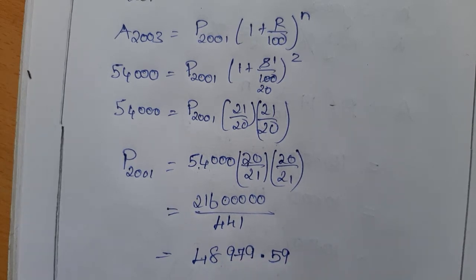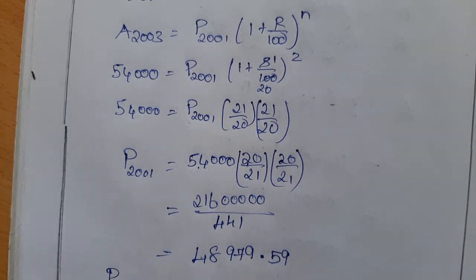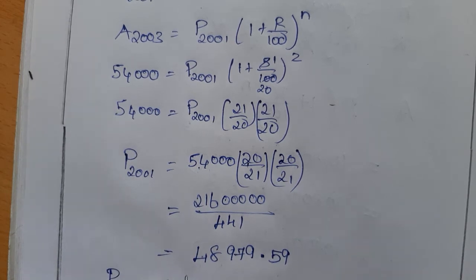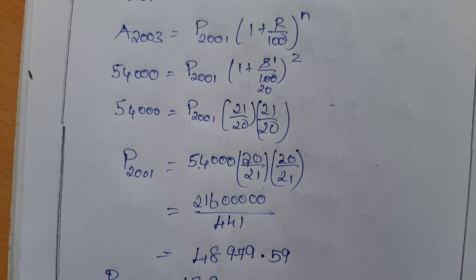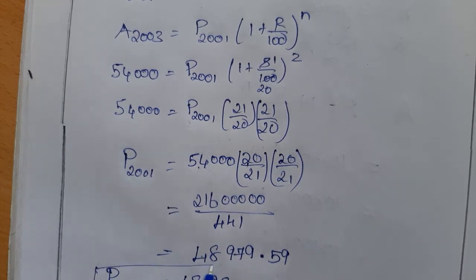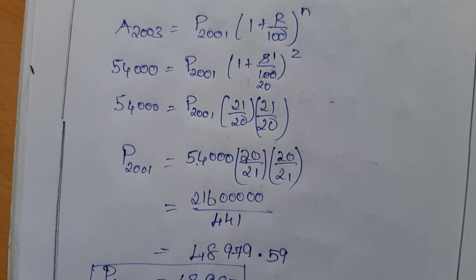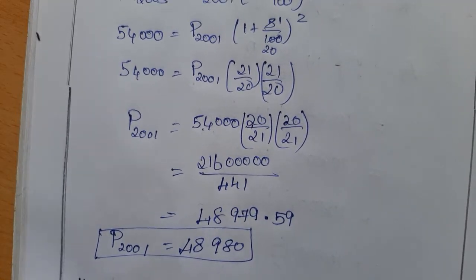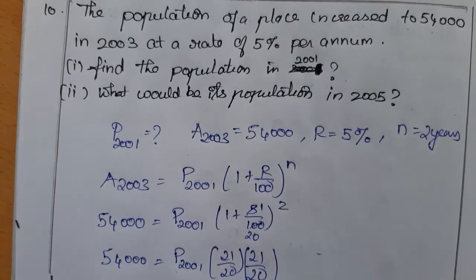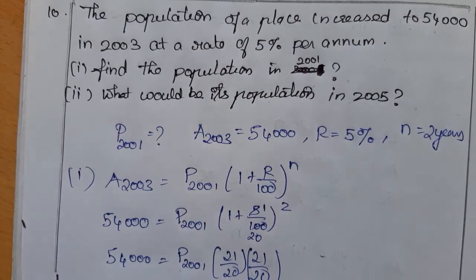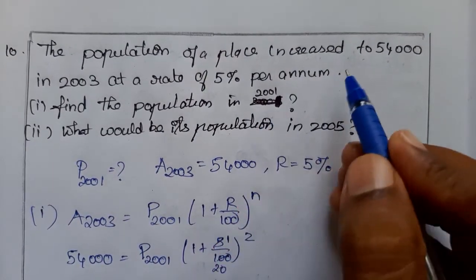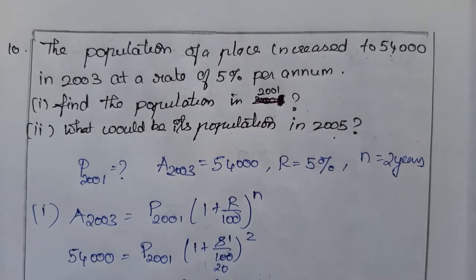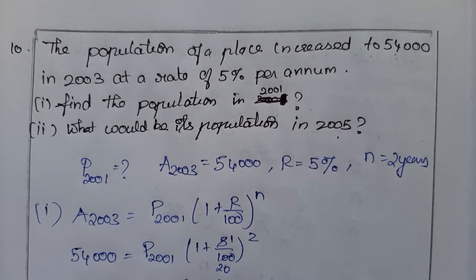So let me take the next step, the population. The population at 2001 is equal to 48,980. Clear? So next we will find the second one. This we have found for the first one: 48,980 in 2001. Over the next 2 years it is increased, so next we have to find for 2005.